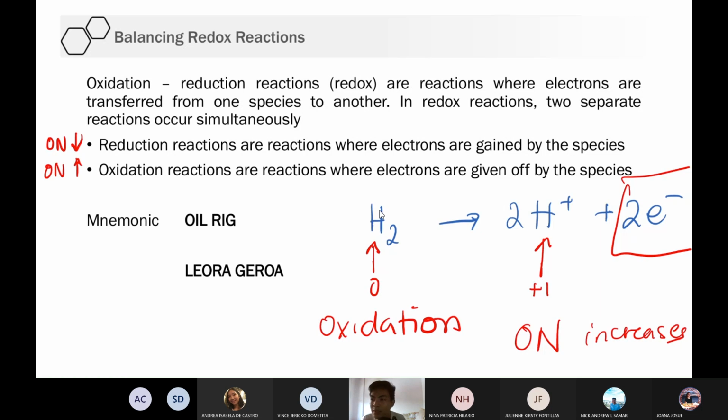Okay? Take note of that. Pag reduce, baba. Pag oxy, taas. Isipin mo na lang, reduce. 'Di ba pag nagre-reduce, bumababa. Ayun. Mas madali na mga kabisado 'yan. Pag bumababa yung oxidation number, edi reduction 'yan. Pag tumataas, edi oxidation. Okay? So, ayan. Oil rig, oxidation number decrease, oxidation number increase. O yung Leora Geroa, mamaya na yan. Later ko yan i-discuss. Okay?